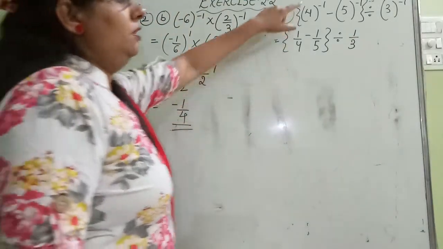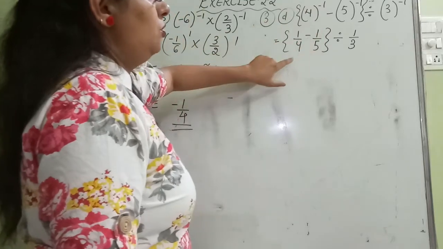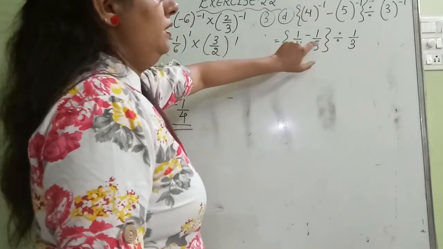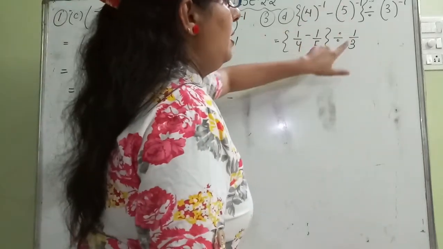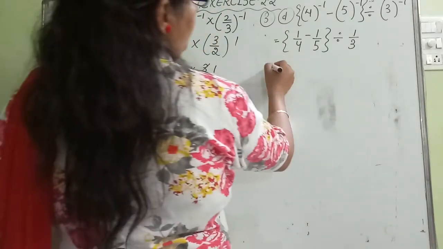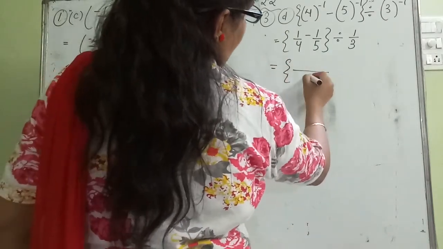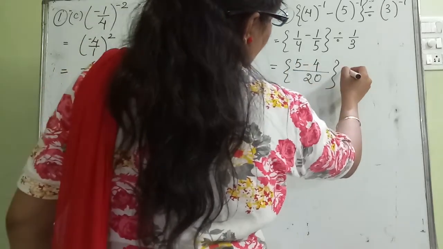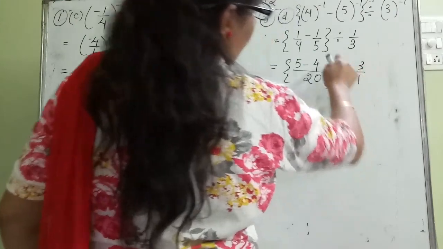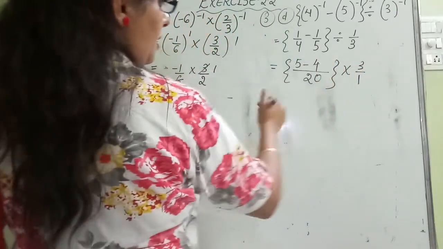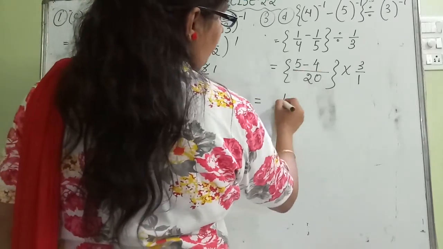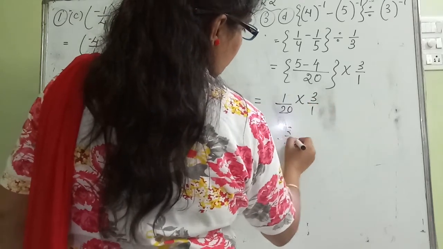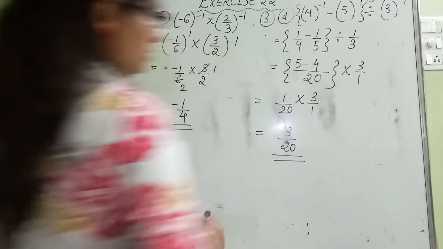What happens here is the power is negative, so we will make it positive first. So 4 will become 1 by 4 and the power will be 1. Similarly 5 will become 1 by 5 and the power will be 1. So I have removed the power. We will take LCM. 5 minus 4 over 20 into 3 by 1. I have converted the division sign into multiplication. 5 minus 4, 1 by 20 into 3 by 1. This will be equal to 3 by 20. This is the required answer.